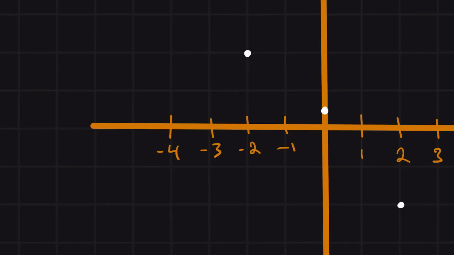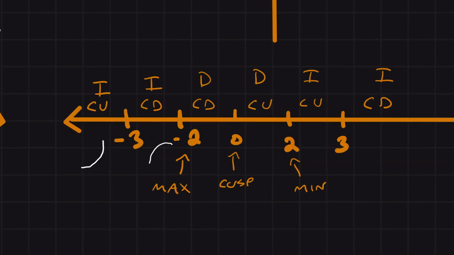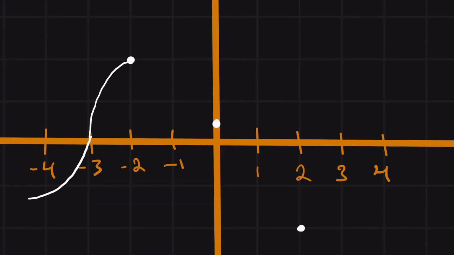To the left of -3 is concave up and increasing. And then between -3 and -2 is concave down and increasing. Between -2 and 0, it's decreasing and concave down, and then we want to make sure that we are showing a cusp at 0. Showing a cusp might be difficult to do. Between 0 and 2, it is decreasing and concave up.